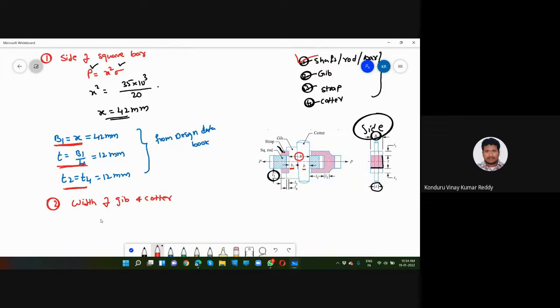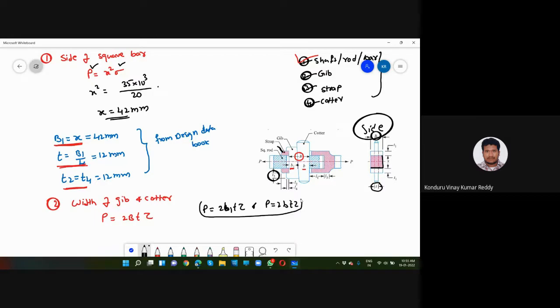That is, the formula is P is equal to 2bt into shear stress. If you want to consider b1, you have to write this formula with respect to P is equal to 2b1t into sigma separately, and also P is equal to 2bt into sigma separately.